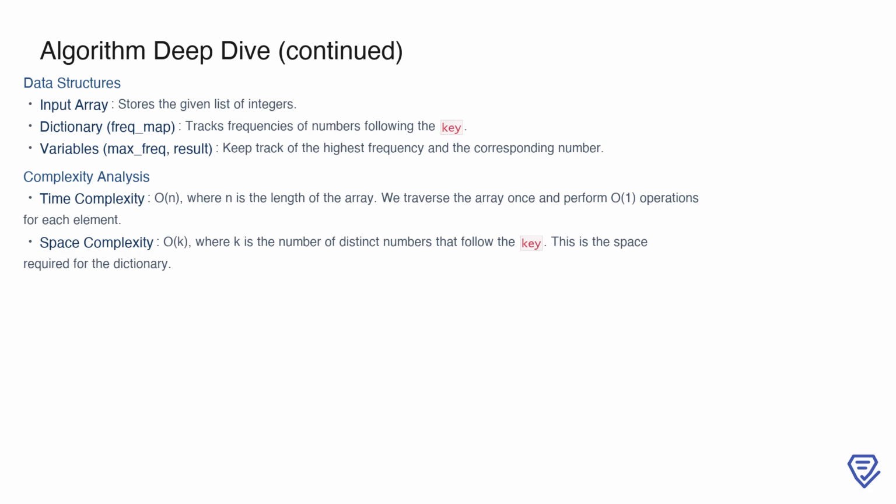When analyzing the complexity of this approach, the time complexity is O(n), where n is the length of the array. This is because we traverse the array once, and all dictionary operations like insertions and updates are O(1) on average. The space complexity is O(k), where k represents the number of distinct numbers that follow the key. This is the space required to store the dictionary, making this approach both time and space efficient.